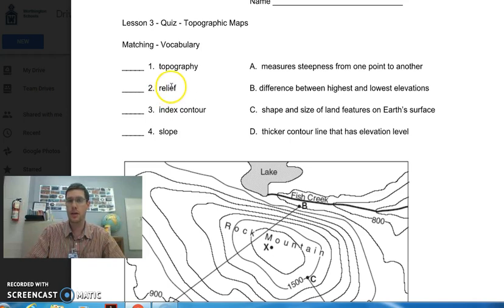Now, we didn't really go over relief very much, but we can use the process of elimination to determine what relief is. So let's go down to the other two that we did work with. Number 3, index contour. That is the thick contour line that has the elevation level written on it. And those are usually every 5th line on a topographic map. We covered those pretty extensively, so 3 is D. And we also found 2 different slopes in our book from some maps there. So slope is actually a measurement of the steepness from one point to another. So 4 is A. So process of elimination says C, D, A. That means number 2 is B.